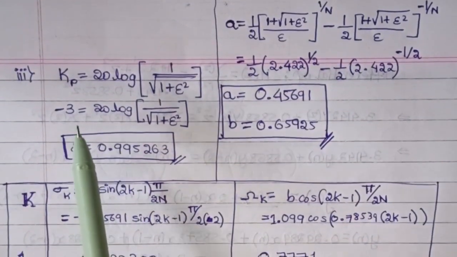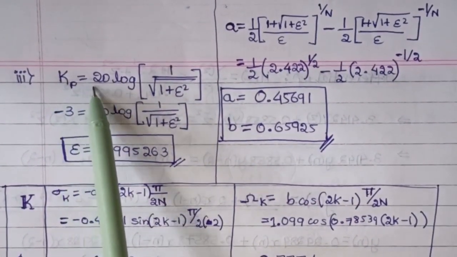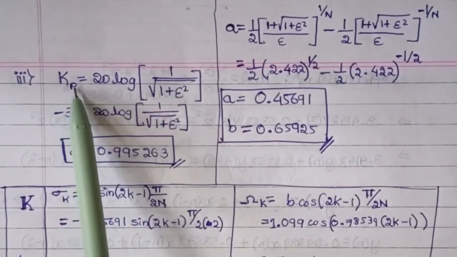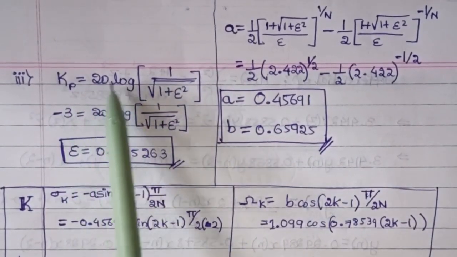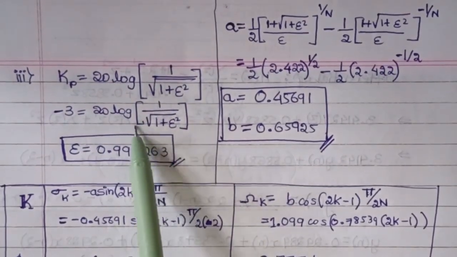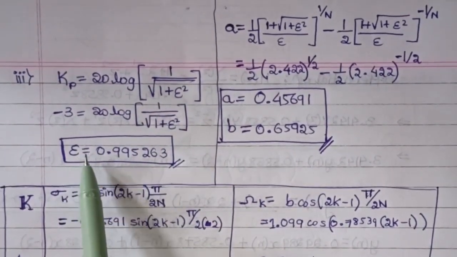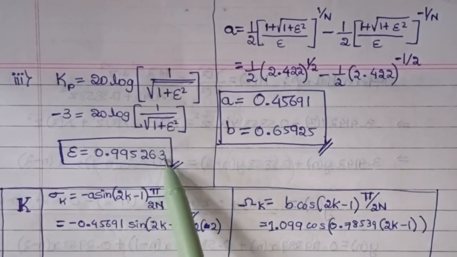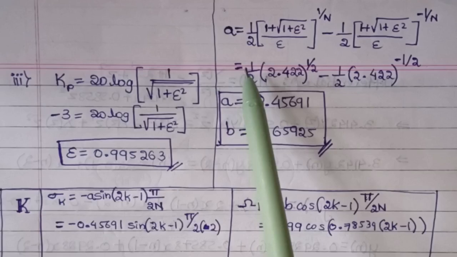Now we have to find the value of epsilon. Kp is equal to 20 log 1 by under root of 1 plus epsilon square. We know the value of kp is minus 3. Simplifying this by mathematical algebra, we get epsilon is equal to 0.995263. After finding the value of epsilon, we have to find the values of a and b.